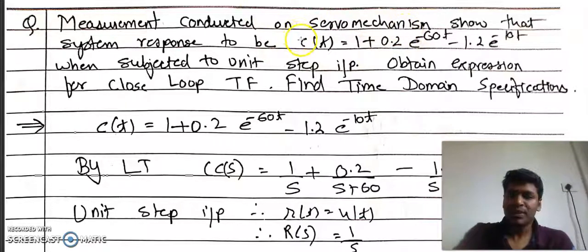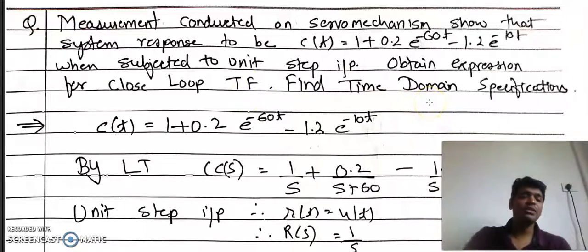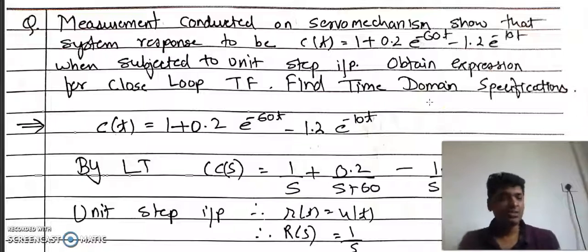The response of this servo mechanism control system is given by C of t is equal to 1 plus 0.2 e raised to minus 60t minus 1.2 e raised to minus 10t. This is the response when this system was subjected to a unit step. So input was unit step. Now what he is asking, obtain the expression for closed loop transfer function. Means we need to find the transfer function and find the time domain specifications. Once you get the transfer function, you can easily find the time domain specifications.